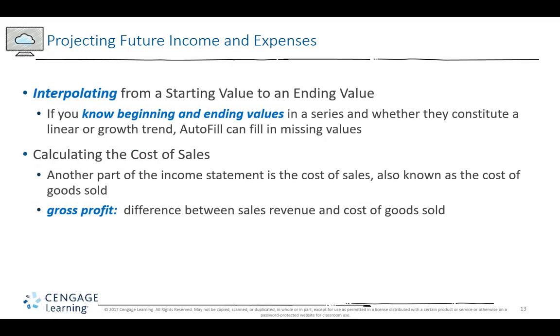One method of projecting future income and expenses is interpolation. If you know the beginning and ending values in a series and whether they constitute a linear or growth trend, we can autofill the missing values. Calculating the cost of sales is another part of the income statement, also known as the cost of goods sold. And the gross profit is the difference between sales revenue and cost of goods sold.